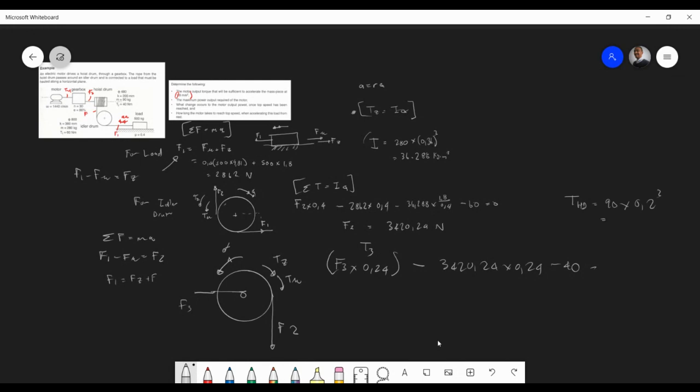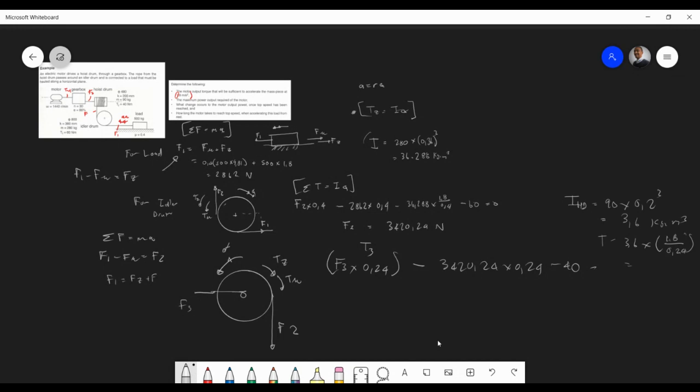So we get that 90 times 0.2 squared is 3.6 kilogram meter squared. 3.6, and of course we have to times it by alpha. So this I to get the torque, and in this case it's 1.8. Remember, if you have to use the hoist's drum's diameter now, and that's radius, so that's 0.24.